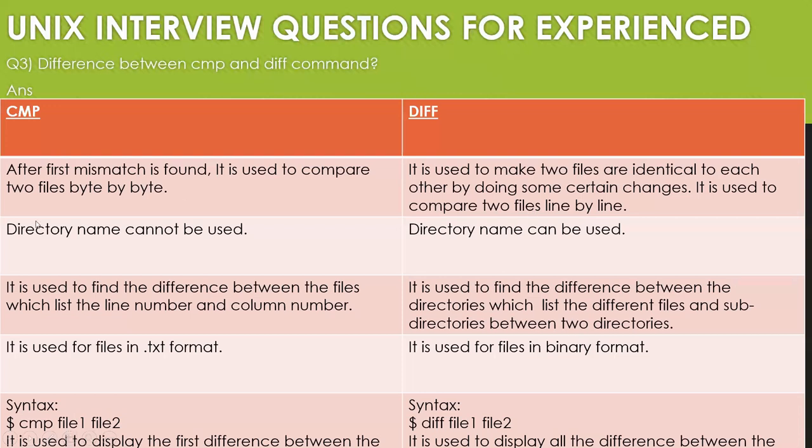DIFF is used to find a difference between directories. We list the different files and subdirectories between two directories. CMP is used for files in text format, and DIFF is used for files in binary format. Usage: cmp file1 file2. It is used to display the first difference between the files. DIFF file1 file2 is used to display the difference between the files.